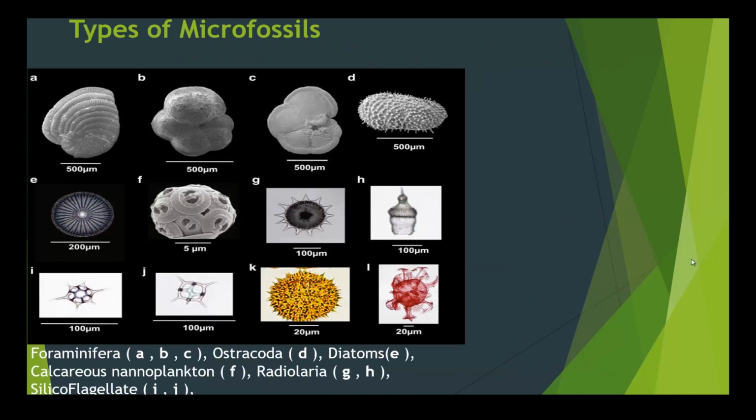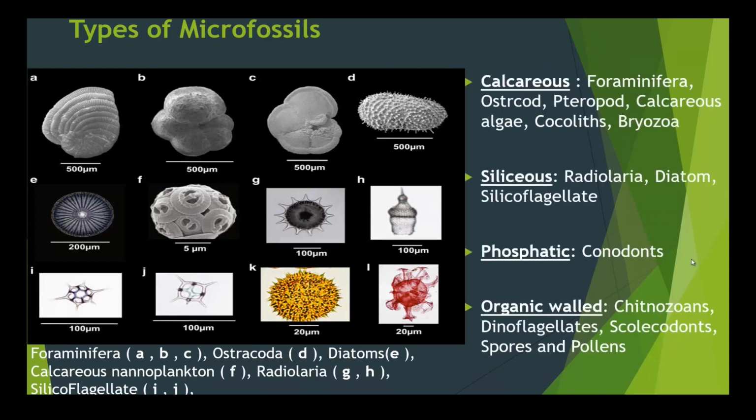As we mentioned, the technique used will depend on the types of microfossils. So, what are the different types of microfossils? The microfossils may be calcareous, like Foraminifera, the ones which we talked about before, ostracods, pteropods, calcareous algae, coccoliths, Bryozoa. They may be siliceous microfossils like radiolaria, diatoms, silicoflagellates, or they may be phosphatic ones like the conodonts, or they may be organic walled like spores and pollens.